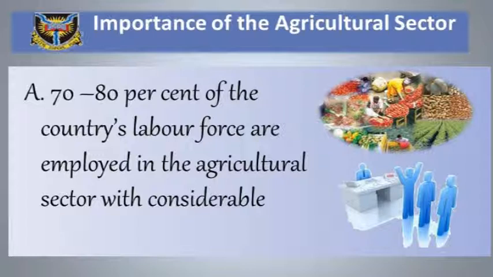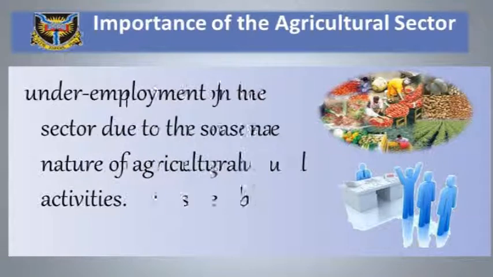According to Tomori 1987, it is pertinent to note that although the percentage of the population engaged in agriculture has declined over the years, there is no doubt that in absolute terms, the agricultural sector is the primary source of employment in Nigeria. It must be emphasized, however, that there is considerable underemployment in the sector due to the seasonal nature of agricultural activities.